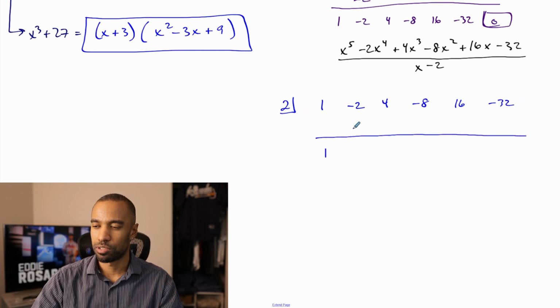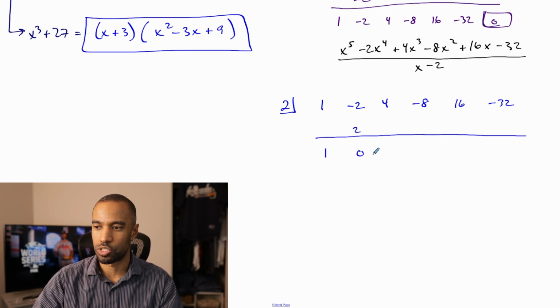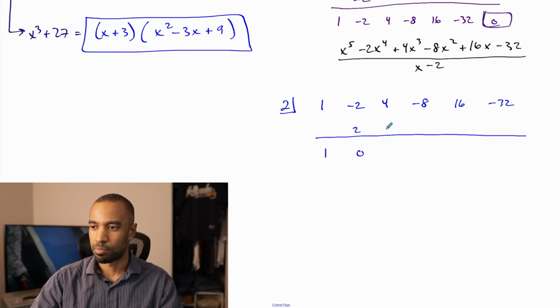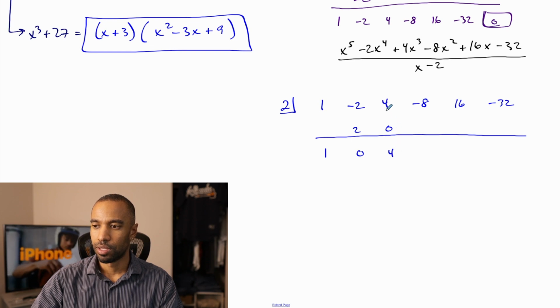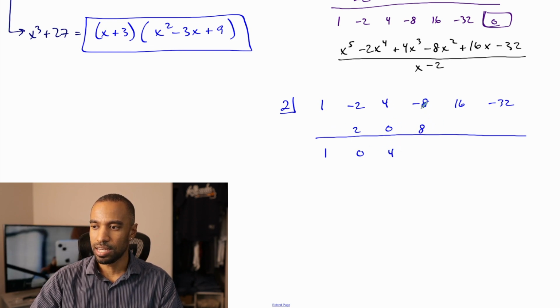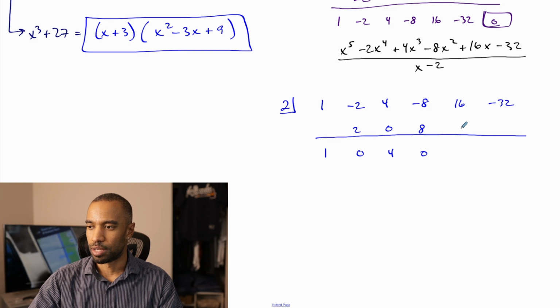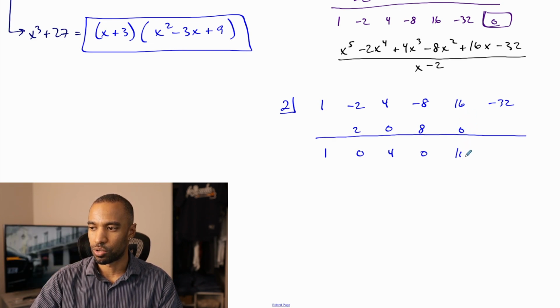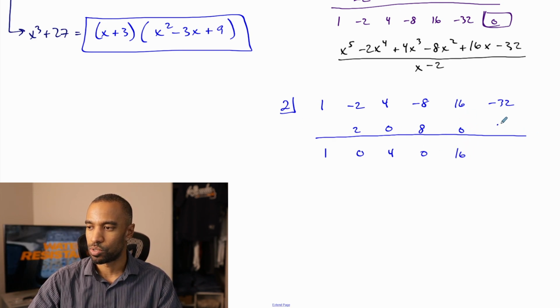So bring the 1 down, times 2 is 2. Negative 2 plus 2 is 0. 2 times 0 is 0. And here we got a 4. 4 plus 0 is 4. Times 2 is 8. Negative 8 plus 8 is 0. 0 times 2 is 0. 16 plus 0 is 16. 16 times 2 is 32. Negative 32 plus 32 is 0. Remember, that's the remainder.